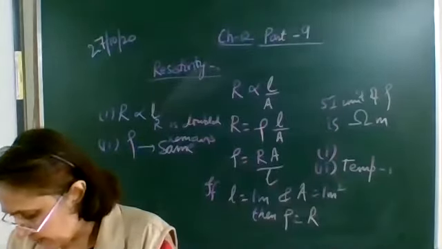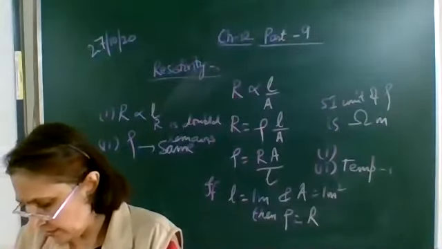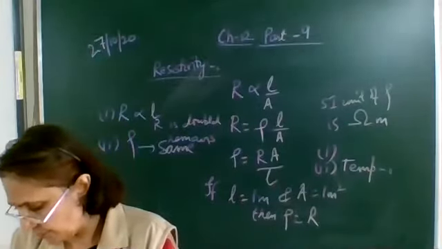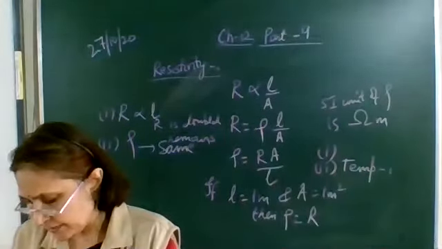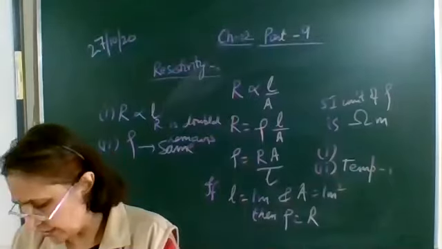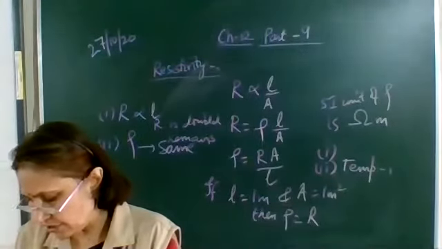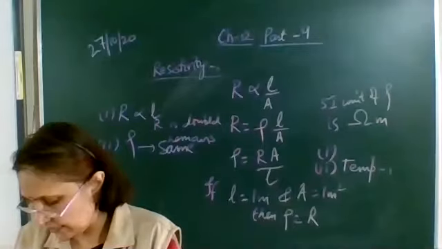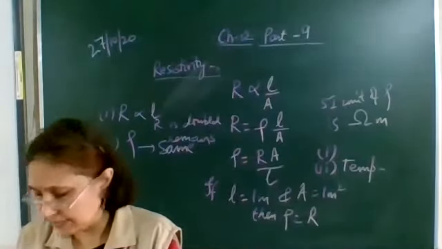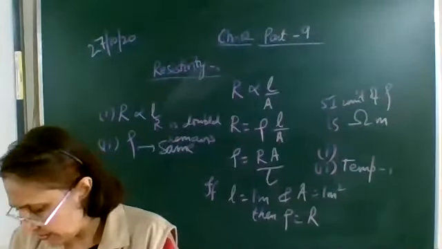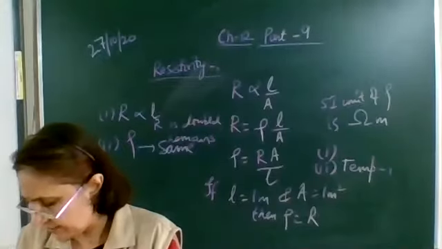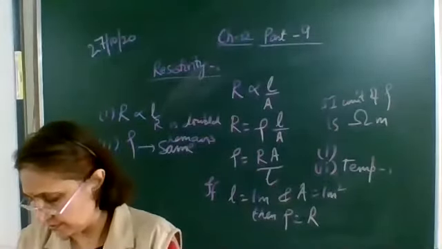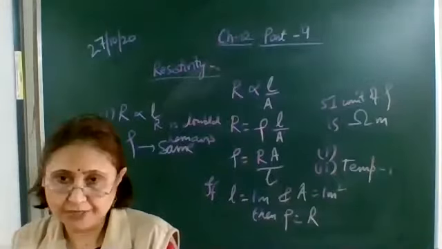Whereas alloys: Constantan is an alloy which is a mixture of copper and nickel. Manganin is also an alloy which is a mixture of copper, manganese and nickel. Nichrome is an alloy of nickel, chromium, manganese and iron. Their resistivity is of the order of 10 raised to the power minus 6 ohm meter.